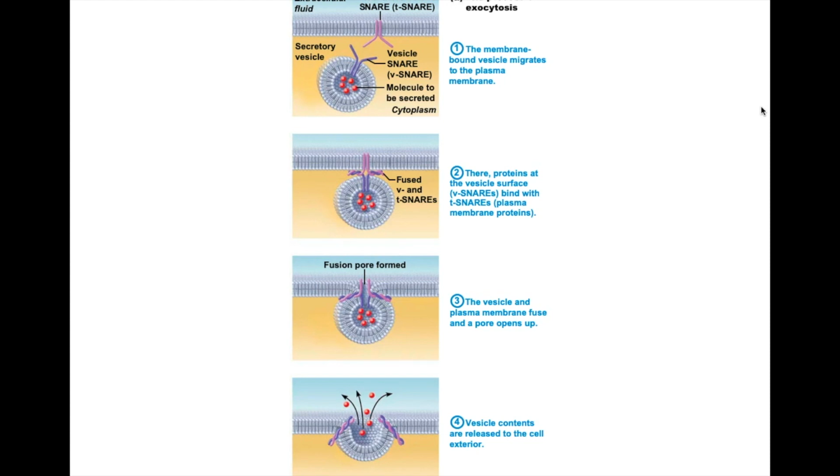Okay, so once it reaches the plasma membrane, the proteins at the vesicle surface, the V-SNAREs, are going to bind to the T-SNAREs, and they're going to fuse together. So the V and T SNAREs become intertwined, you can see in that second picture. Then the vesicle and the plasma membrane fuse and a pore opens up. So it's like a slight hole that happens in our membrane to allow all of the materials inside the vesicle to be released to the exterior. And then you have your restored plasma membrane once that flattens back out.